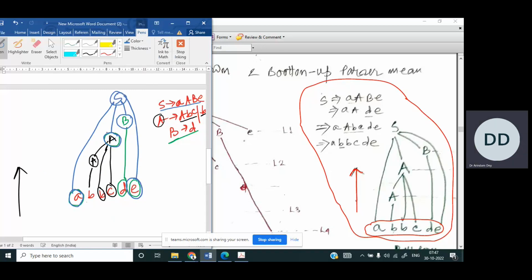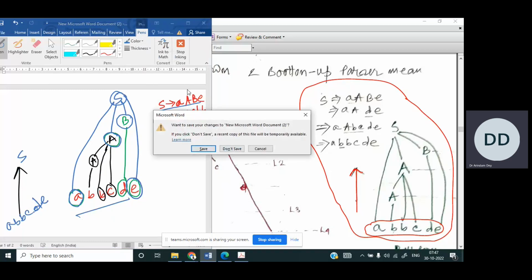Right. So this tree that I have formulated, you check, I approach from the string and reach to S. So I approach from the string A, B, B, C, D, and E, and reach S. So the way I have approached it, that's why the approaching pattern is known as bottom-up approaching. Subsequently, the rules that I will be applying later will be known as bottom-up parser.